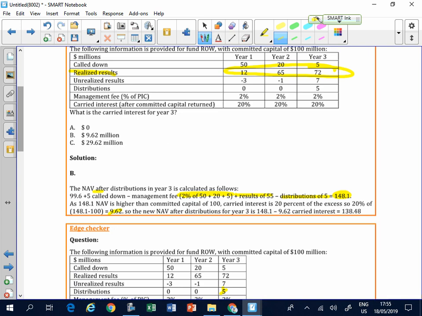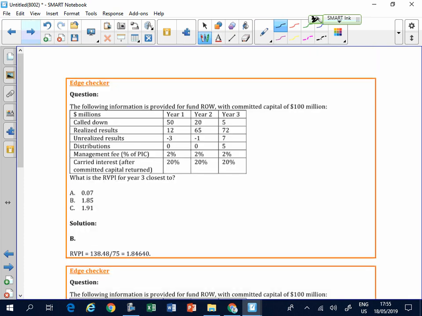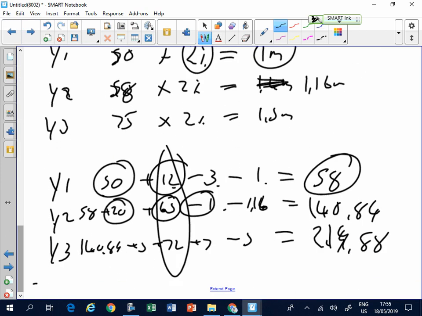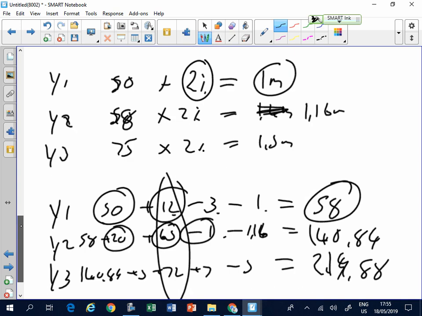Okay, and then, okay, you know, in this answer, that's going to be wrong because they did get carried interest. Okay. Actually, what I would have gotten is going to be 219. Yeah, I would have gotten a wrong number.